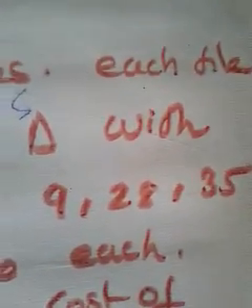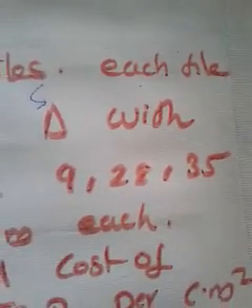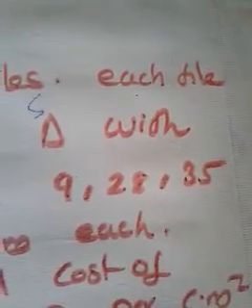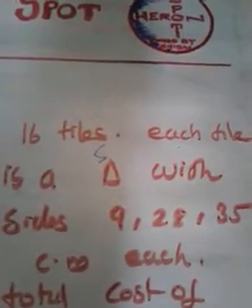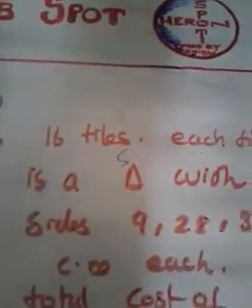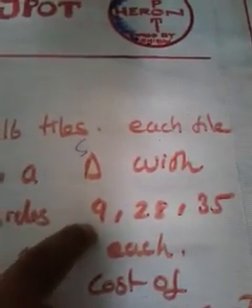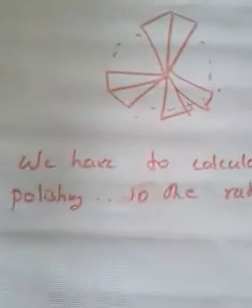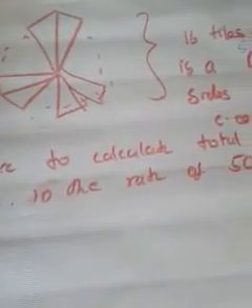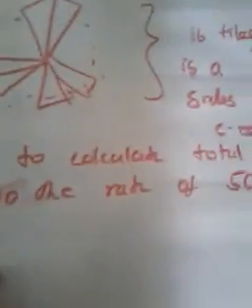And we have to polish 16 tiles. This is the case of one tile, the same for all the tiles, as all the tiles are equal. All tiles are in the shape of a triangle, and all are equal also. That means all 16 triangles are equal, and one triangle has sides 9, 28, 35. That kind of 16 tiles are there. We have to polish them, and in order to polish we have to pay a certain amount, and that amount is given.